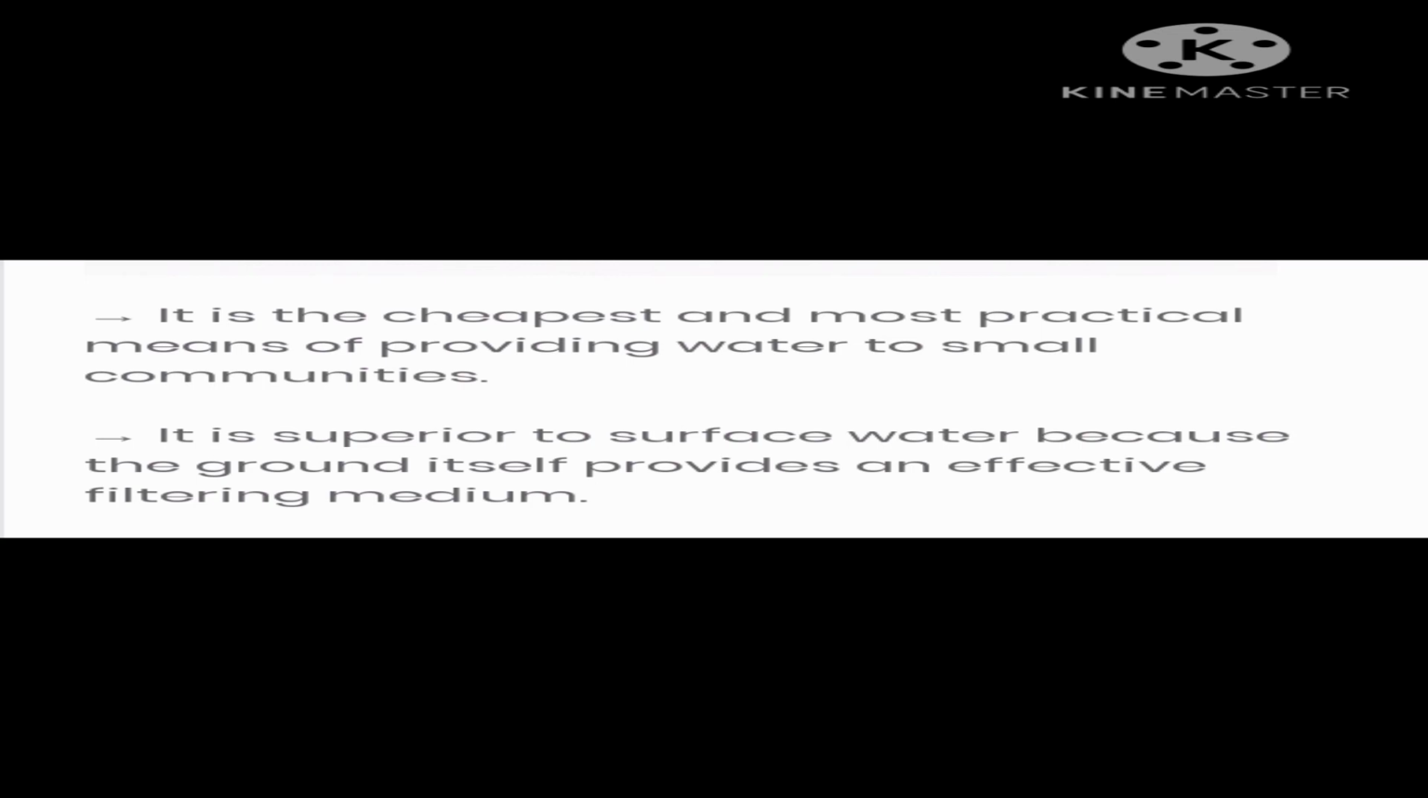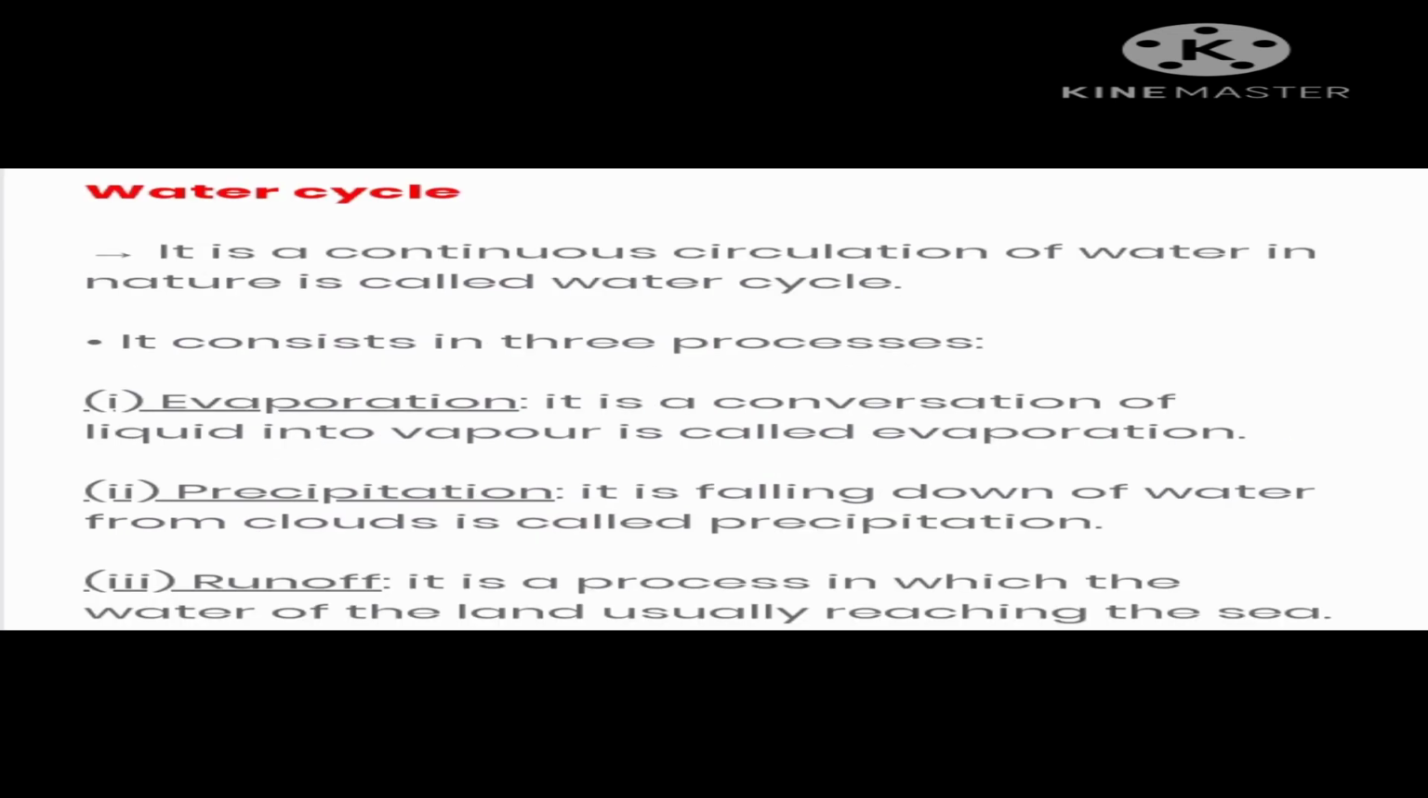I hope groundwater is clear. Now coming to the next topic, that is the water cycle. So what is the water cycle? The water cycle is the continuous circulation of water in nature. The water cycle comprises three processes. Number one is evaporation. Number two is precipitation. Number three is runoff. Evaporation means conversion of liquid to vapor.